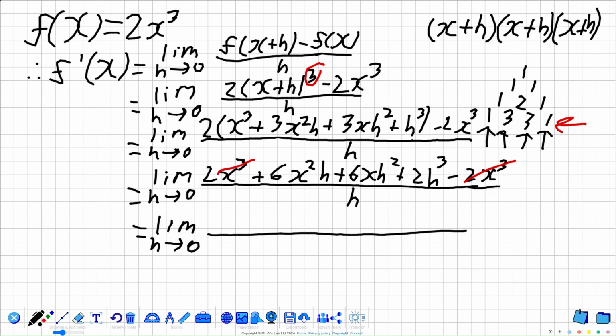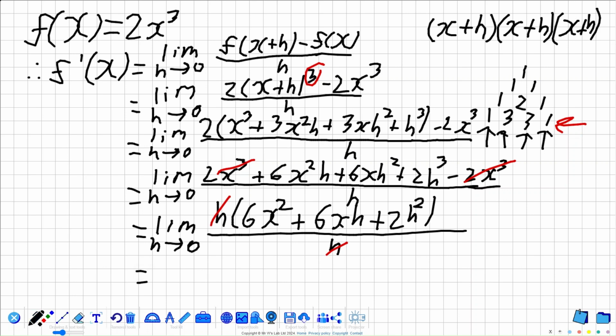Beyond just cancelling the 2x to the power of 3, I'm also going to take h common, so then I'll have 6x squared plus 6xh plus 2h squared over h. And I think you can see what I'm about to do here. So I can then cancel these h's, and this will give us lim h approaches 0, and then we will have just 6x squared plus 6xh plus 2h squared.